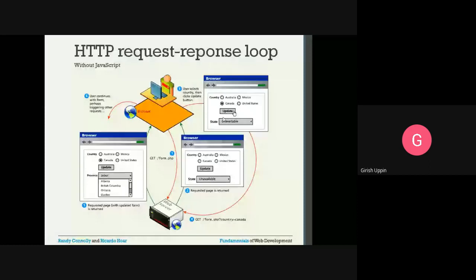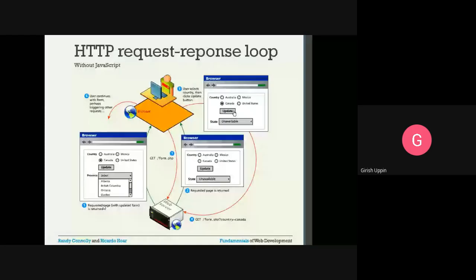So the user will click on update. What it will do is this form is submitted back to the server, with country equal to Canada. Now we know that the user has selected the country as Canada. Then server-side processing happens, and it will respond with the updated form. In the updated form, you can see the provinces are all populated.